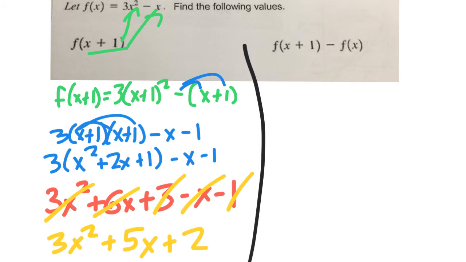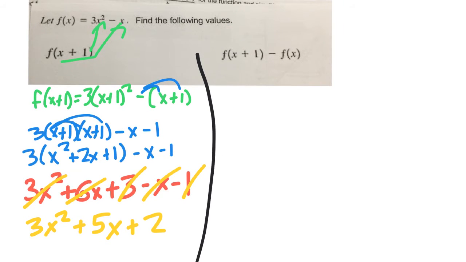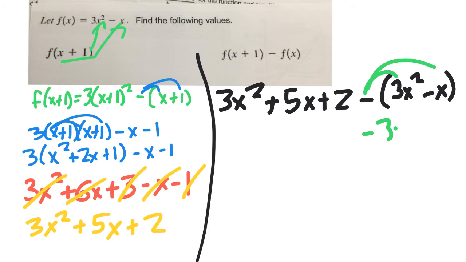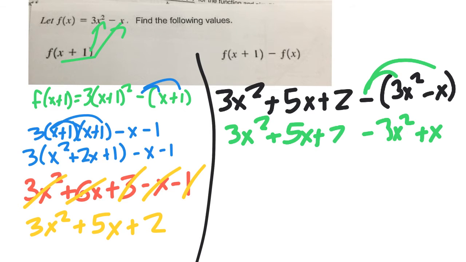So f of x plus 1 is 3x squared plus 5x plus 2. Now I want to subtract all of f of x. So what was f of x? It was 3x squared minus x. Since I'm subtracting all of that, I need to distribute the negative. So I've got negative 3x squared plus x. So that gives me 3x squared plus 5x plus 2 minus 3x squared plus x.